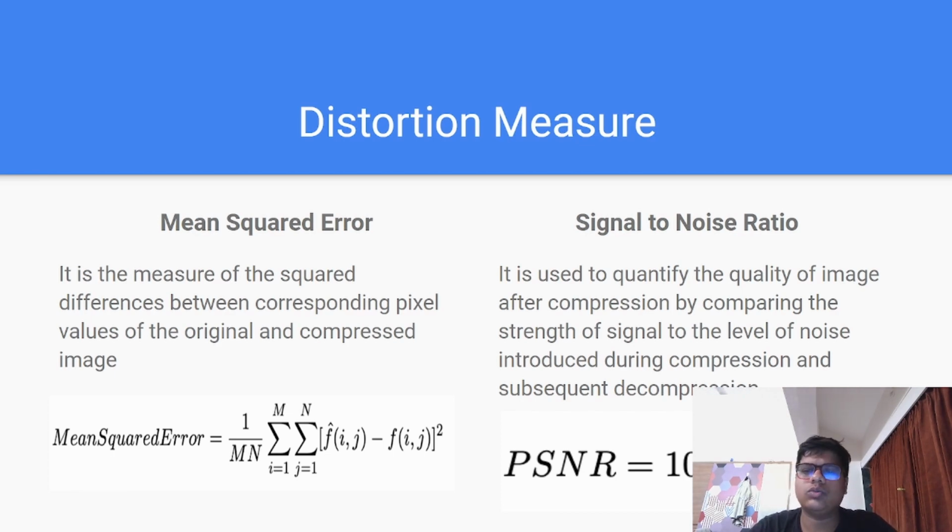Then the signal to noise ratio is used to quantify the quality of the image after compression by comparing the strength of the signal to the level of noise introduced after compression and subsequent decompression. The peak signal to noise ratio is given by the formula 10 log of 255 squared over the mean square error. The 255 squared signifies the maximum pixel value of an 8-bit image, as used in JPEG compression.